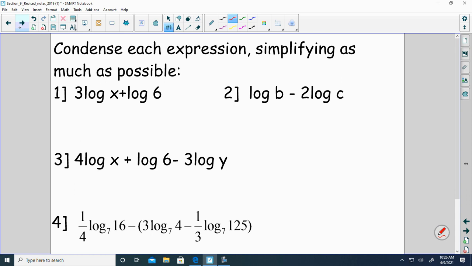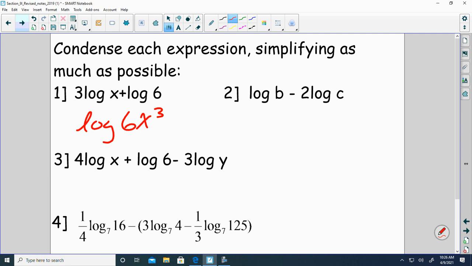So number one, the 3 out in front of the log x, that 3 means that x is going to be raised to the third power. Agree? And then being its addition, that means we're going to go ahead and multiply. So I'm going to go log 6 x to the third. Now you're going to notice that I put the number first and then the letter second. Now someone's going to ask, what if I had log x to the third times 6? That's technically still correct. It's just kind of dirty math at that point because you want the number and then the variable to come. Does that make sense?